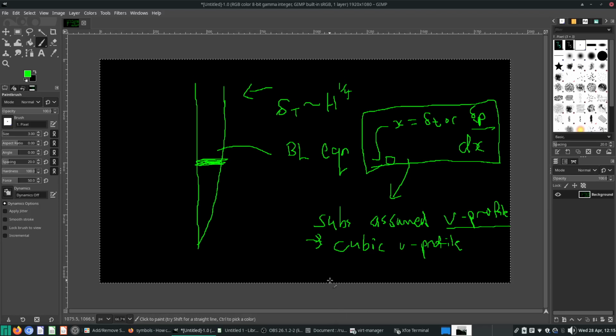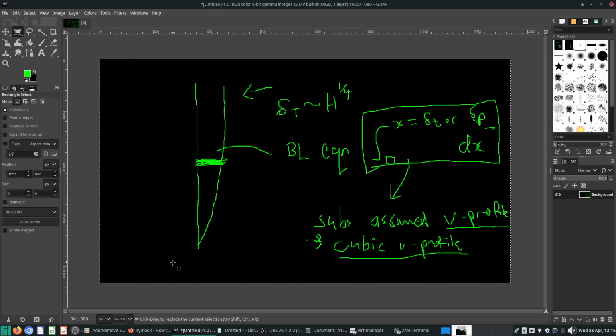Okay, with the other one, yeah, this is more or less how you do it. The other part is pretty straightforward. However, in this boundary layer, you can't actually just assume a cubic velocity profile.